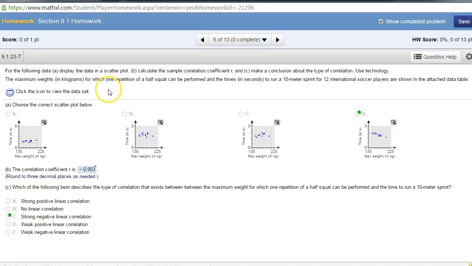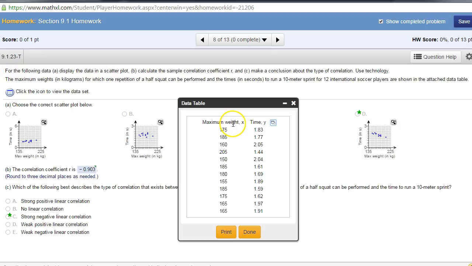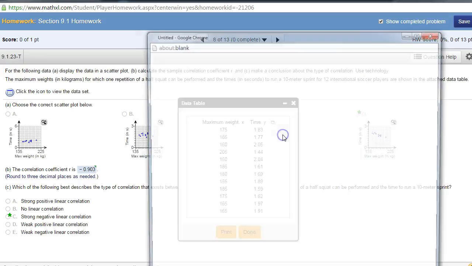The maximum weights for which one repetition of half squat can be performed and the times to run a 10-meter sprint for 12 international soccer players are shown in the attached data table. So let's go take a look at the data table. Okay, so this is the maximum weight in kilograms and this is the time to run the 10-meter sprint for 12 international soccer players. So the sample size here is 12. So what I'm going to do is open it up in StatCrunch.